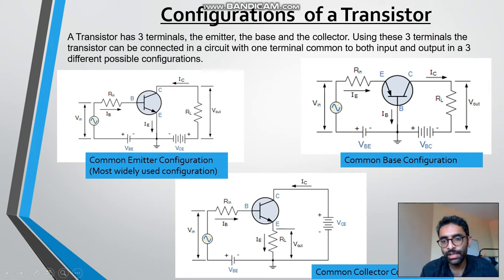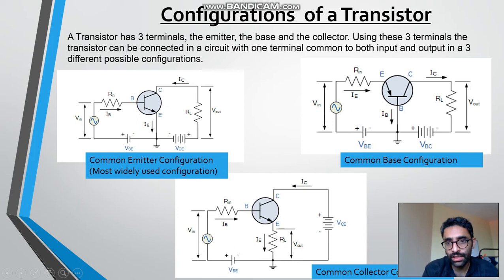Talking about the common base configuration, as I told you, the base would be common for both input and output, and the base terminal would also be grounded. As you can see, V in is applied between emitter and base, and V out you are getting between the collector and base. So the base is common between both the emitter and the collector, that means base is common between both input and output.